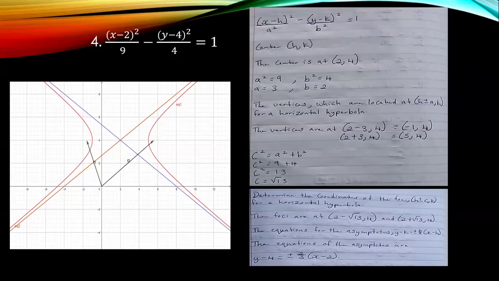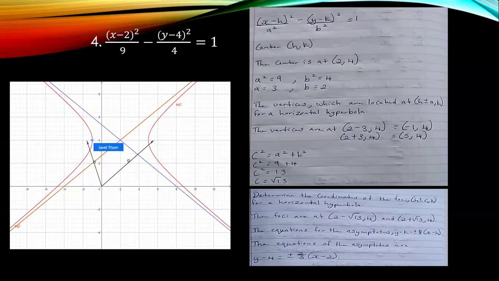Now let's try to find the vertices. So the vertices would be here and here. Now to find the exact value, we just use this here, which is h plus or minus a, comma k. We know our h value, which is 2, so we substitute 2 here, and we know our a value, which is 3, so we substitute that. So it's 2 minus 3 comma 4, and we work this out. 2 subtract 3 will give us negative 1, 4. So that would be over here.